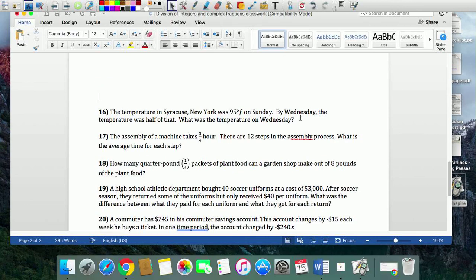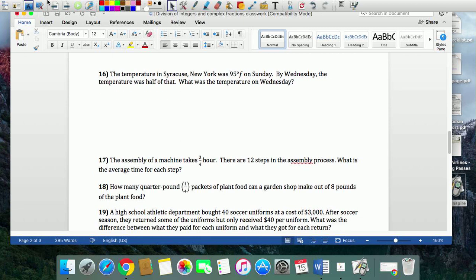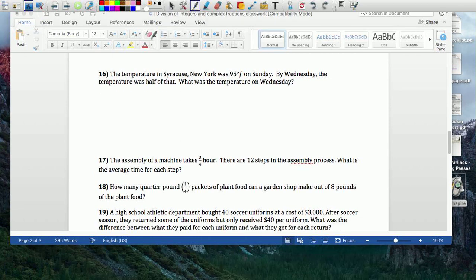Let's see. Ooh, temperature problem. It was 95 degrees on Sunday. By Wednesday, the temperature was half of that. What was the temperature on Wednesday? So 95 and half of that, divided by 2. Wow, that's a big drop. Okay, so that's what? 47.5, is it? Something like that? 47.5? No tricks here.